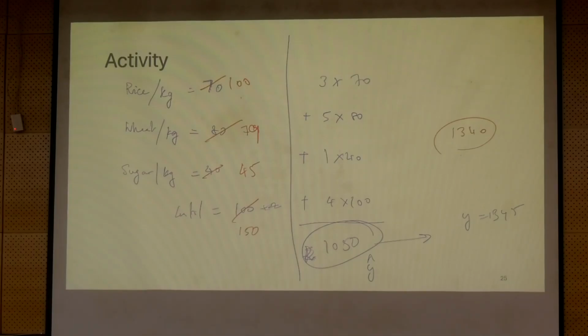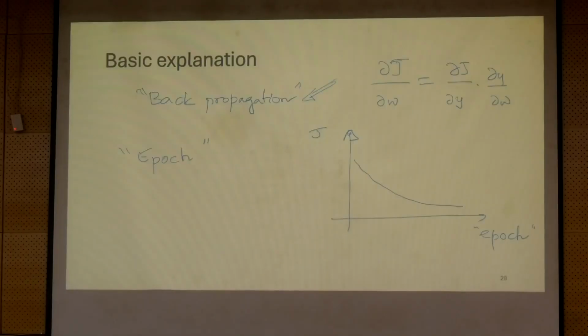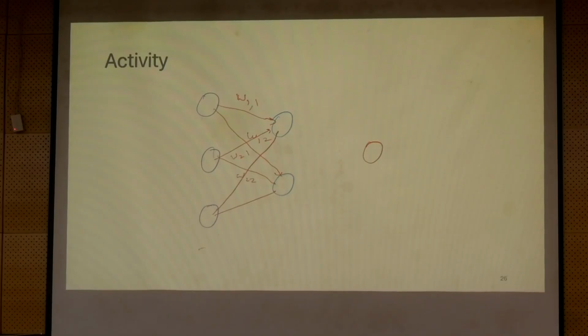So you will have to change all the weights of the network. So if you take a neural network, how many weights are there? W1,1, W1,2, W2,1, W2,2, W3,1, and 3,2. So there are 3 and 2 entities.